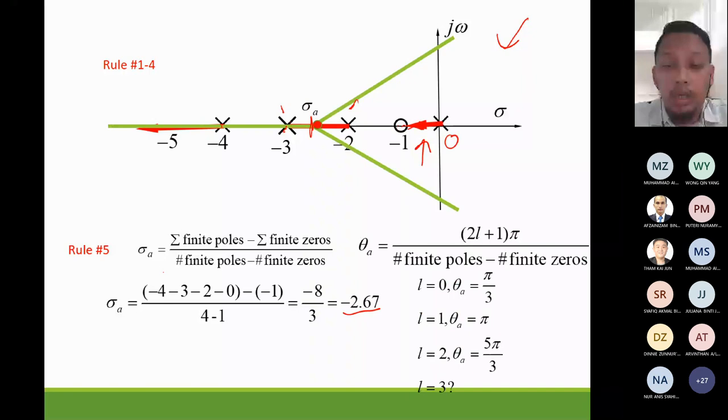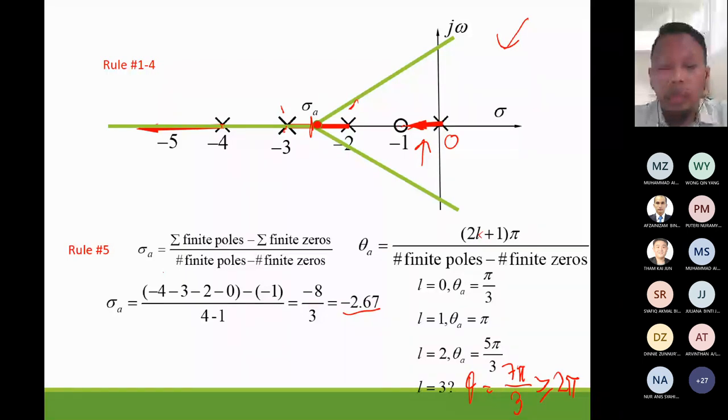So when you use, so this is K or L, okay? Ikut apa this symbol you guna. So here when you use L equals 3, you get theta equals 7 pi over 3. So exceeding 2 pi, so you stop calculating. You don't take this value.